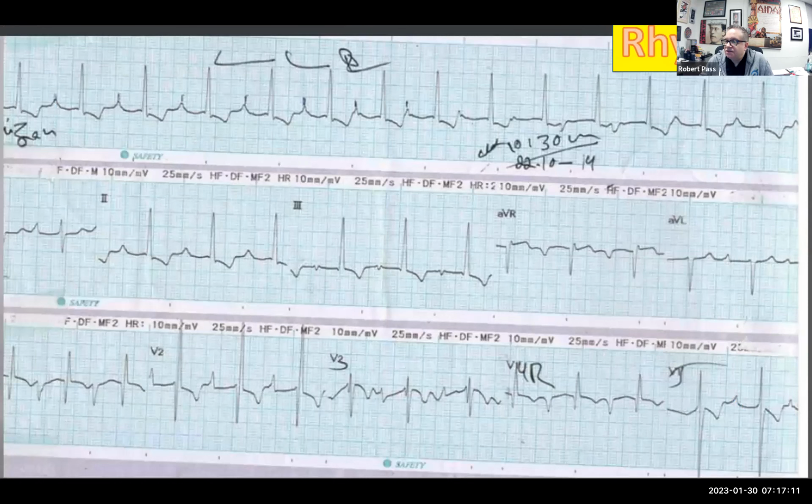excuse me. So this is a tracing that I think I got off the internet. And the question I have for you is, what is this rhythm? And I think I'm going to ask Dr. Marshall what she thinks.